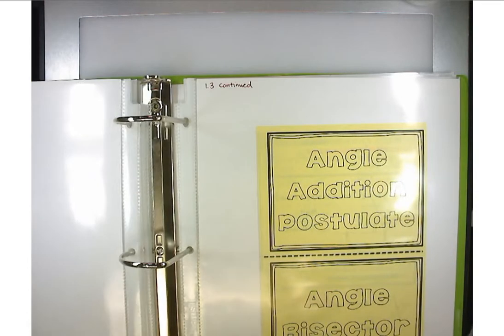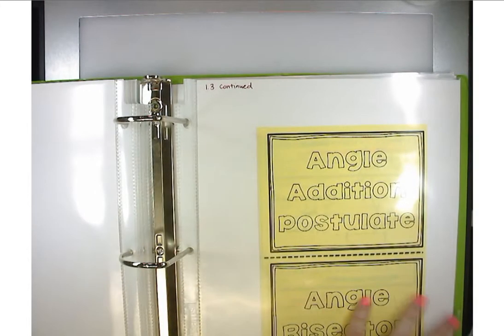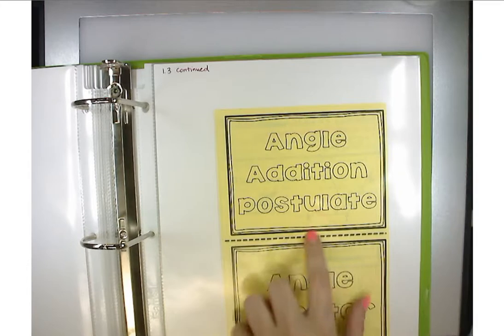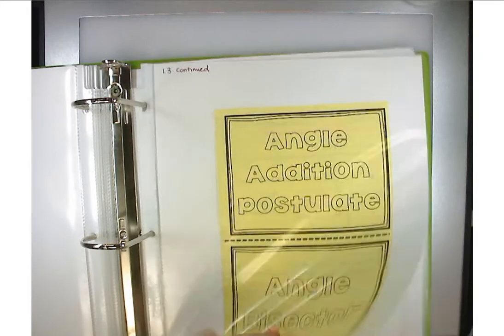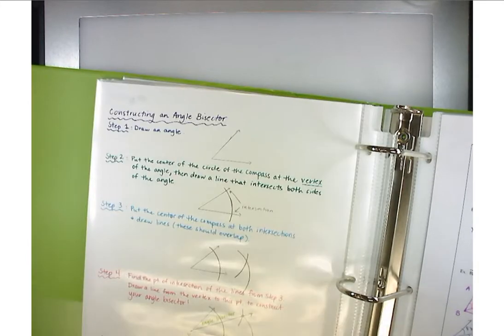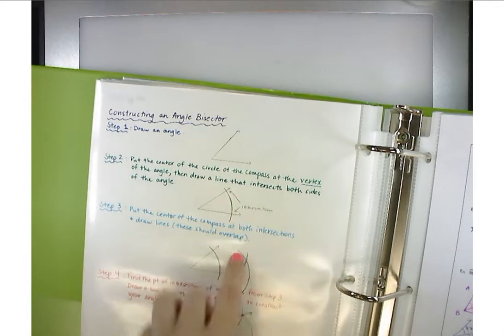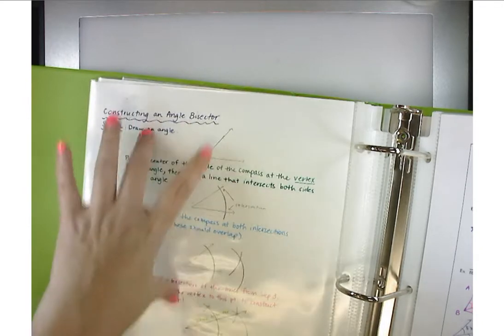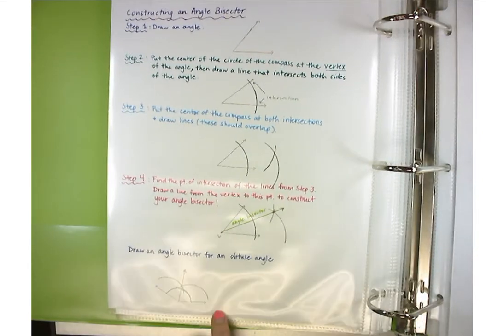And then our second day of 1.3, 1.3 continued, is the angle addition postulate, angle bisector foldable. And on the back of that, you have the constructing an angle bisector. Yours doesn't look exactly like mine. We wrote all the steps together, and then we just have the final angle below. And then you also have one for an obtuse angle.